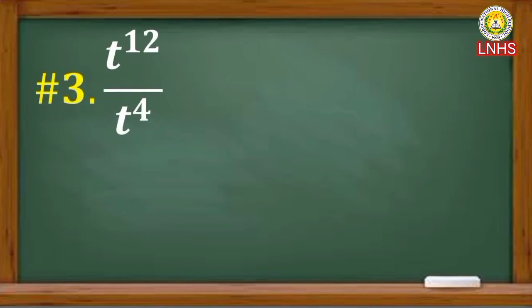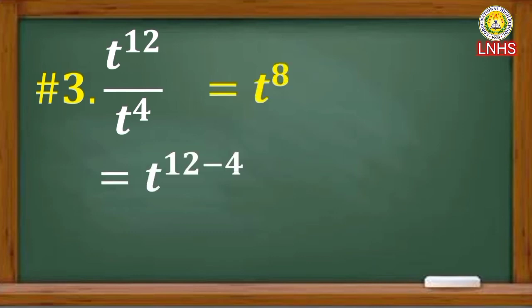Number 3, t raised to the power of 12 over t raised to the power of 4. Correct. The answer is t raised to the power of 8. It is because we just simply subtract 12 by 4. Then the answer is t raised to the power of 8.